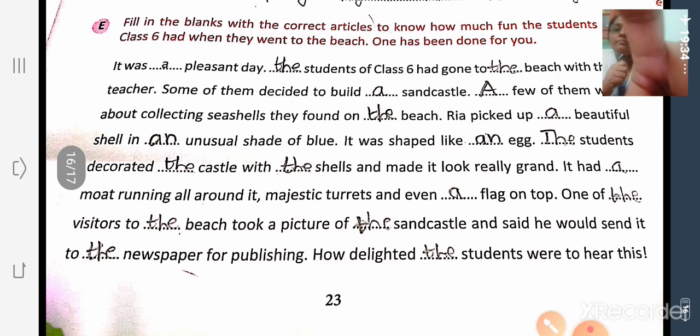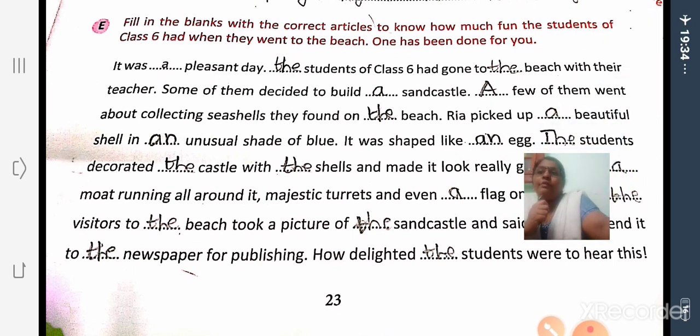Then fill in the blanks with the correct articles to know how much fun the students of class 6 had when they went to the beach. One has been done for you. Okay. It was a pleasant day. The students of class 6 had gone to the beach with their teacher. It was a pleasant day.